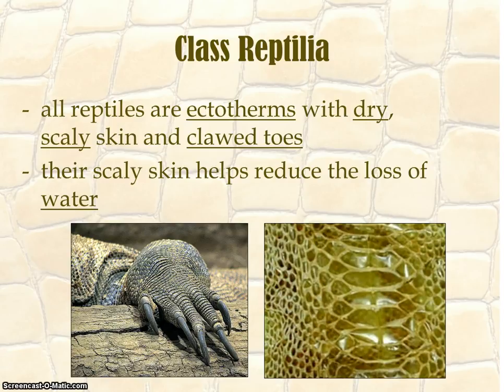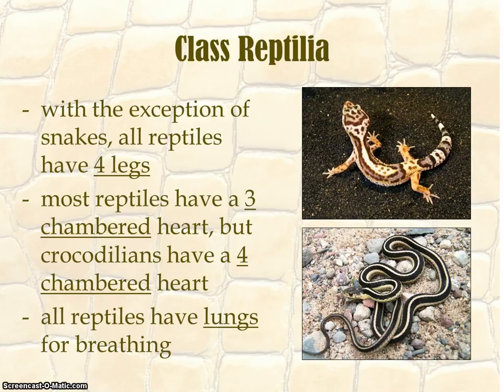Their scaly skin is very important to help with water loss because they're found mainly in dry terrestrial environments. With the exception of snakes, they all have four legs. Your snakes are the only order of reptiles that will not have legs. They all have three-chambered hearts, except the crocodiles. The order of crocodilians have four-chambered hearts, but all your other reptiles have three-chambered hearts.